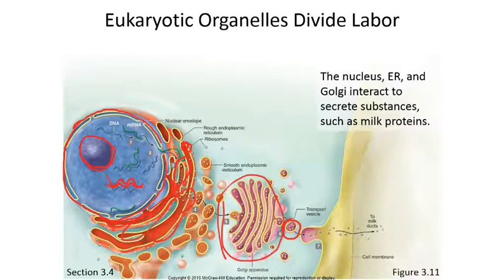That vesicle is going to fuse with the cell membrane, and then it's going to get sent out of the cell through what is called exocytosis. Exocytosis just means we're throwing it out. The smooth ER is going to make things like lipids.